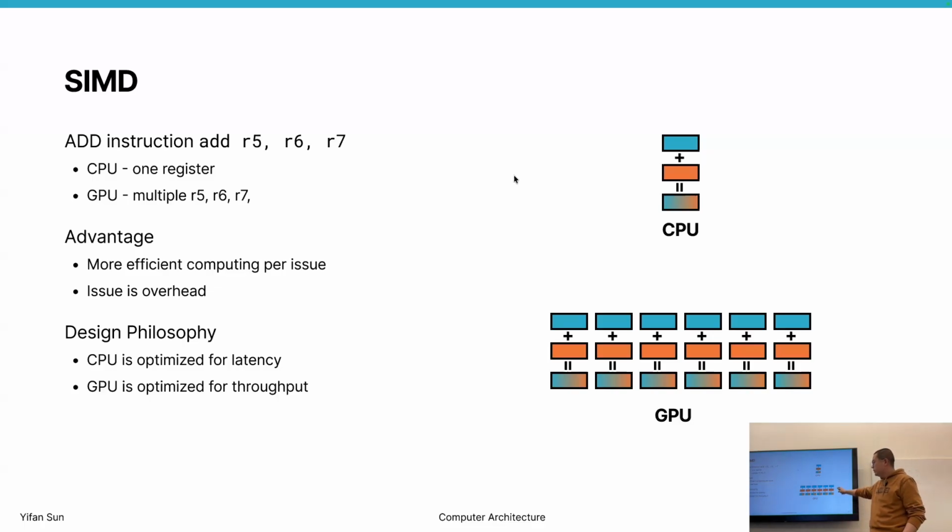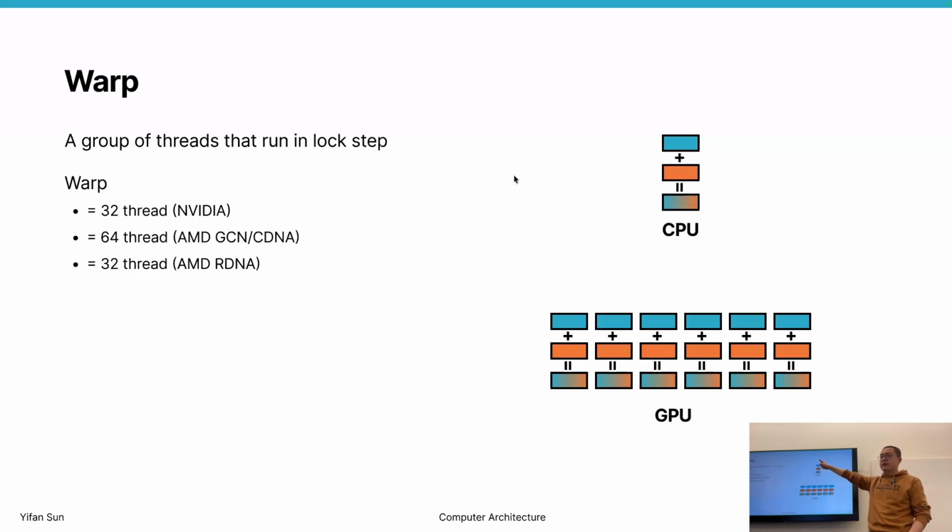Okay, then talk about this. Now you need to consider, that means if I'm executing one add operation, there are multiple threads there, right? So in this case, there are 6 threads, and these 6 threads must all do the add operation. They cannot do different operations, different instructions at the same time. So what's that concept? That concept is called a warp.